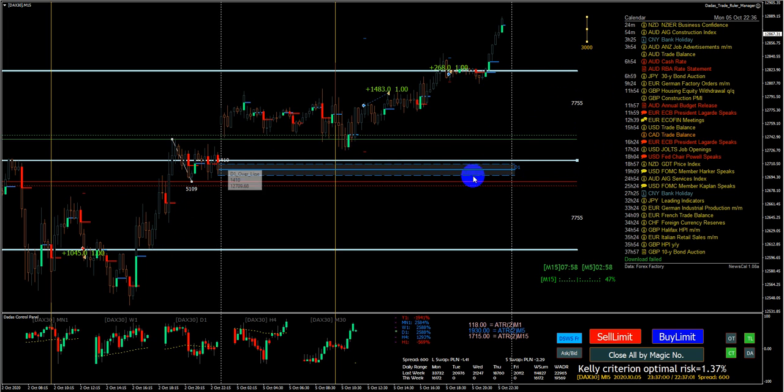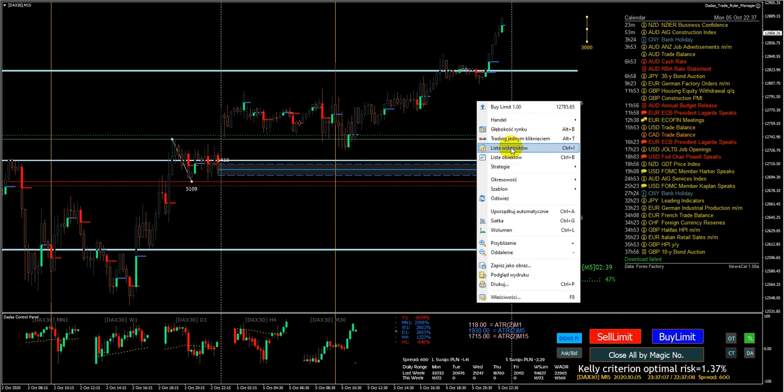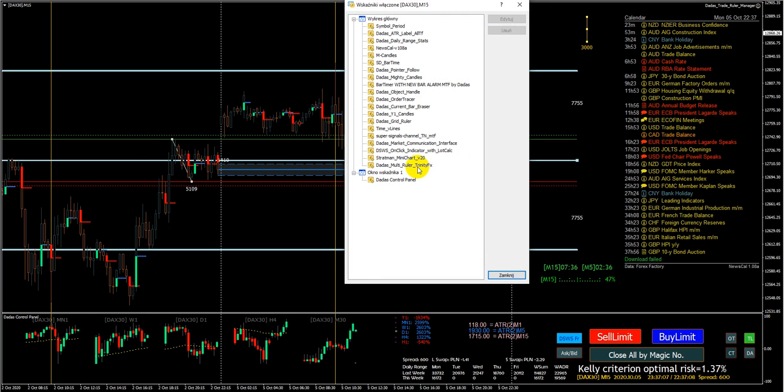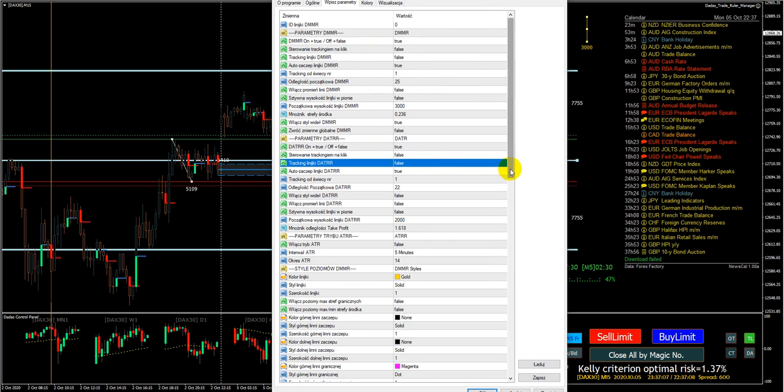So basically, do I really need that line over here? Well, not really. I can also work with just this one. I'll show you why. Because this is an indicator. It's called Dada's Multi-Ruler Trinity FX. This indicator was created in 2016.